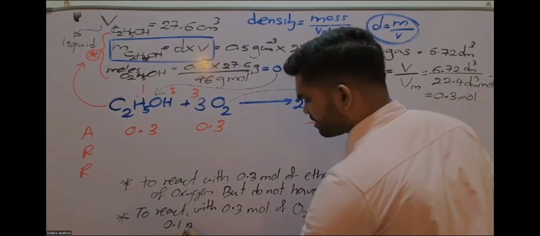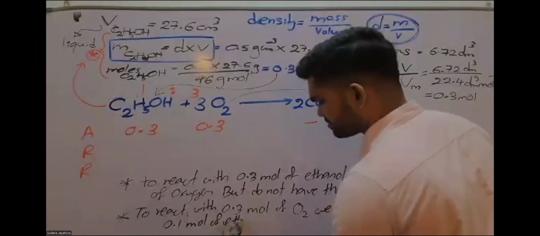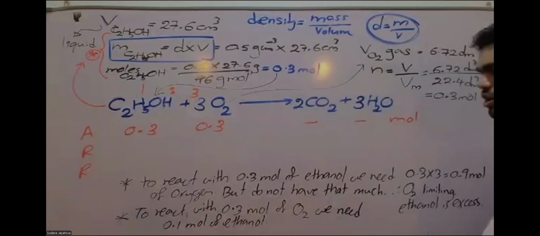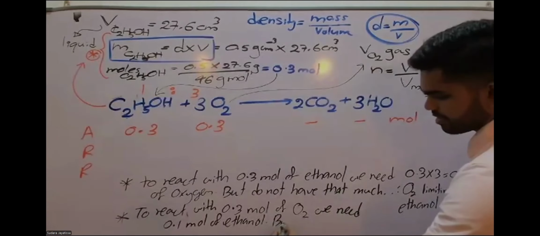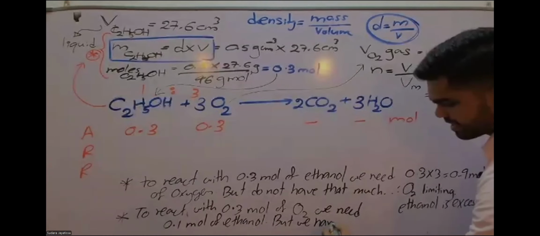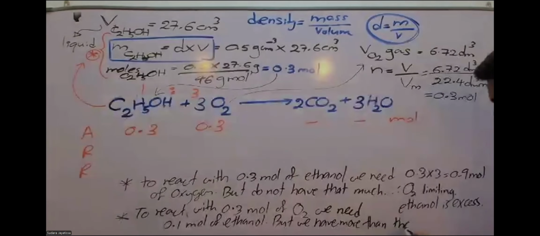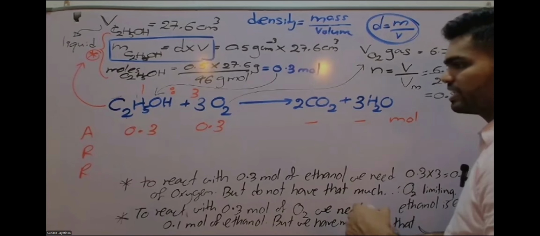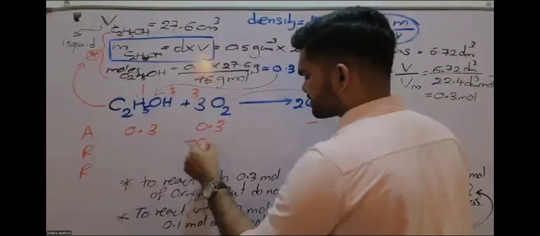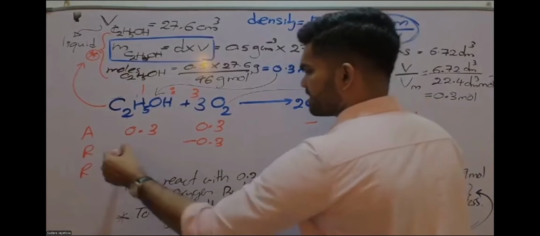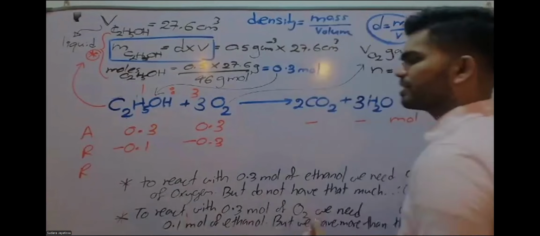0.1 mole of ethanol. But we have more than that. So again we can say the same thing: oxygen is the limiting and ethanol is the excess one. In that way we can understand that all the added oxygen is going to react, and with that only 0.1 mole of ethanol will react.